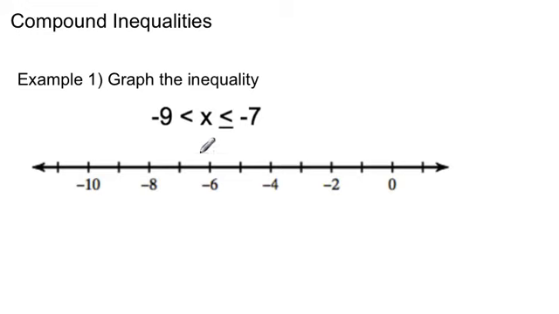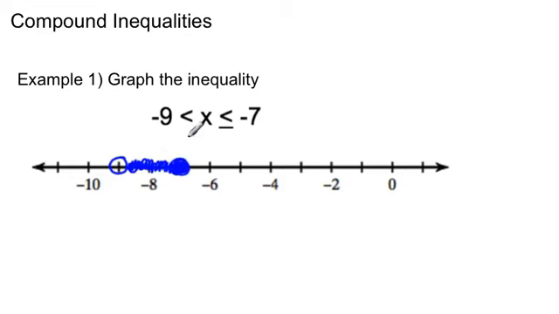Example 1 asks us to graph this inequality. -9 is less than x, which is less than or equal to -7. So let's start with just this part. -9 is less than x. So I'm going to put a circle around -9, and I know that x, my shaded region, has to be bigger than that. Well, let's put that on the back burner for a second. Let's look at the other side. X also has to be less than or equal to -7. So I'll take a -7. X can be less than that, or it can be equal to that. So I would shade in my circle as well.